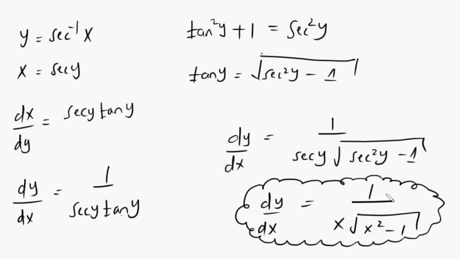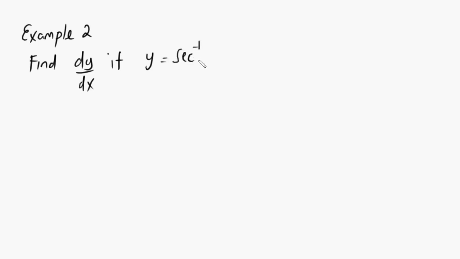Now let's solve one example. I call this example 2. It says find dy dx if y is just equal to sec inverse of x squared.